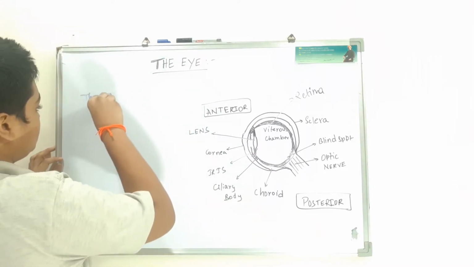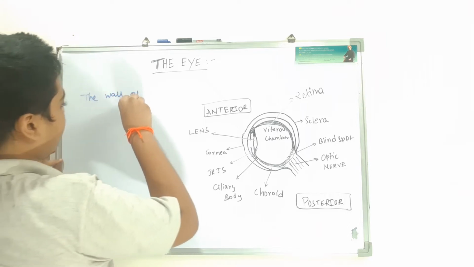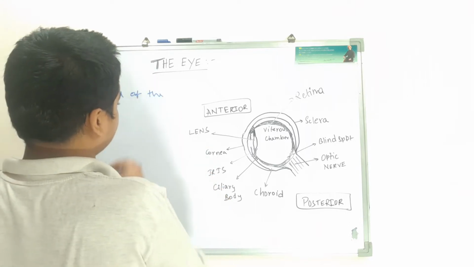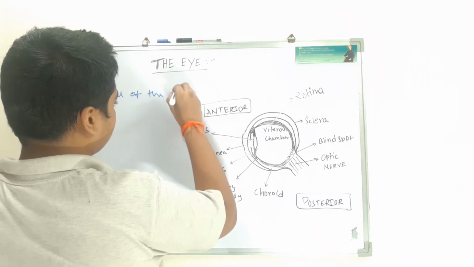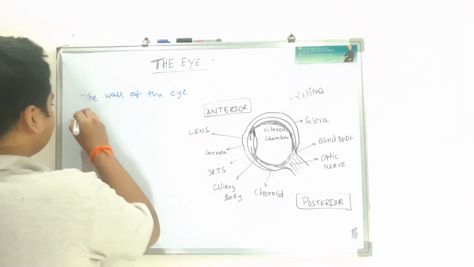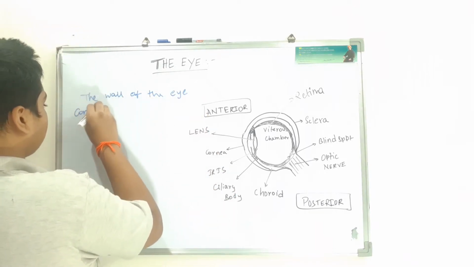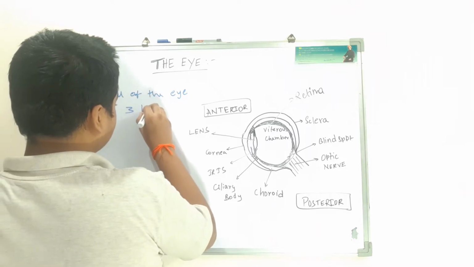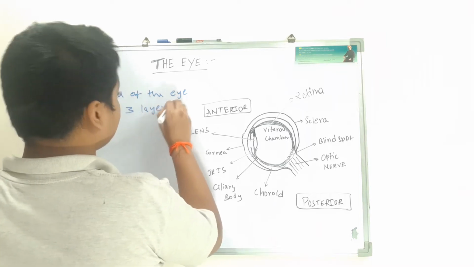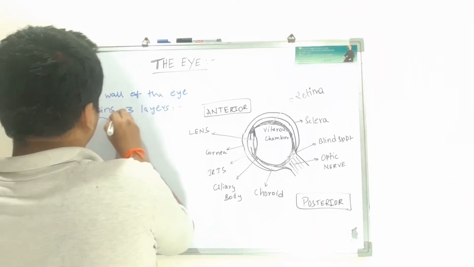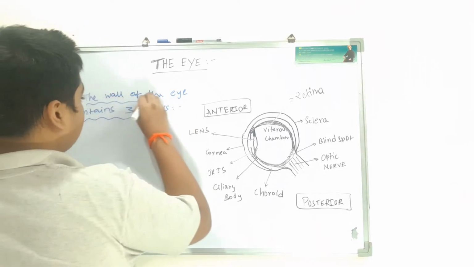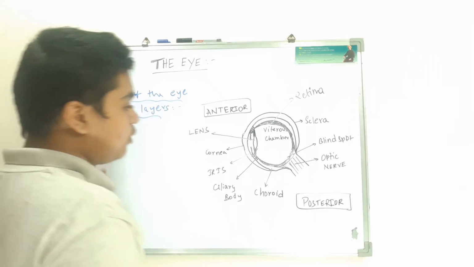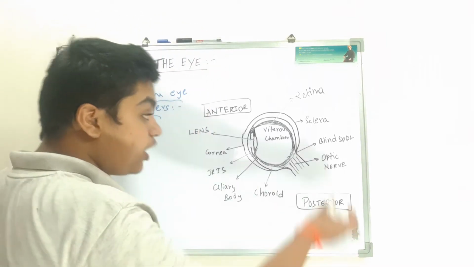The wall of the eye contains three layers, or is made up of three layers. You can write anyway. Okay, three layers. What are they? One, the outermost layer.